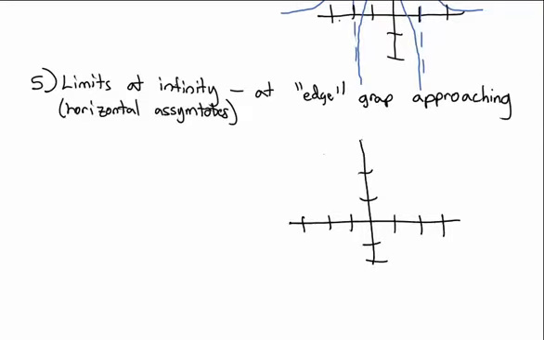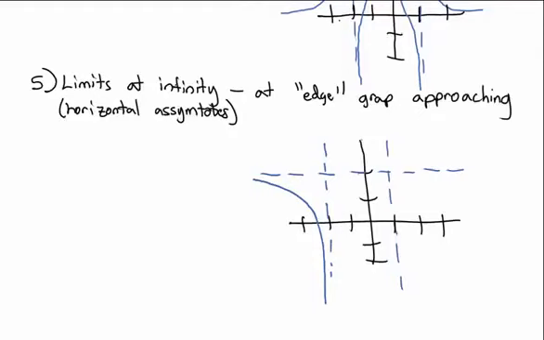Let's do this graph. We're going to put a vertical asymptote in this graph right here at 2. But that's not what we're talking about. That was number 4. Also going to put a vertical asymptote here at 1. But then I'm going to put a dotted line that goes horizontal at 2. That horizontal line is going to be my asymptote, or the limit at infinity.